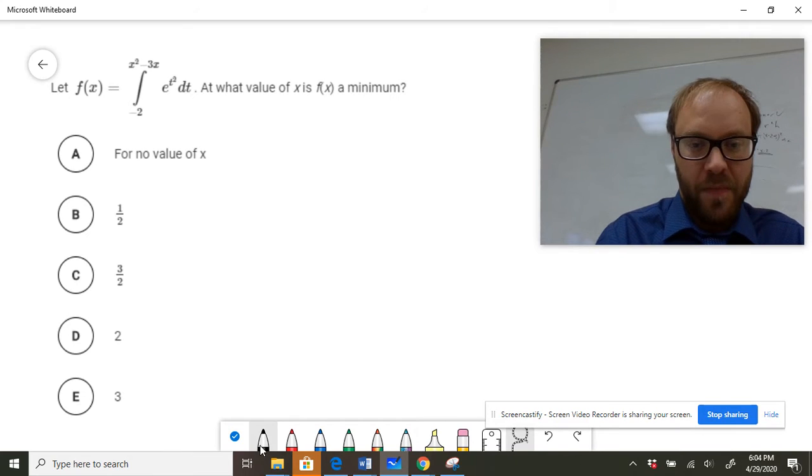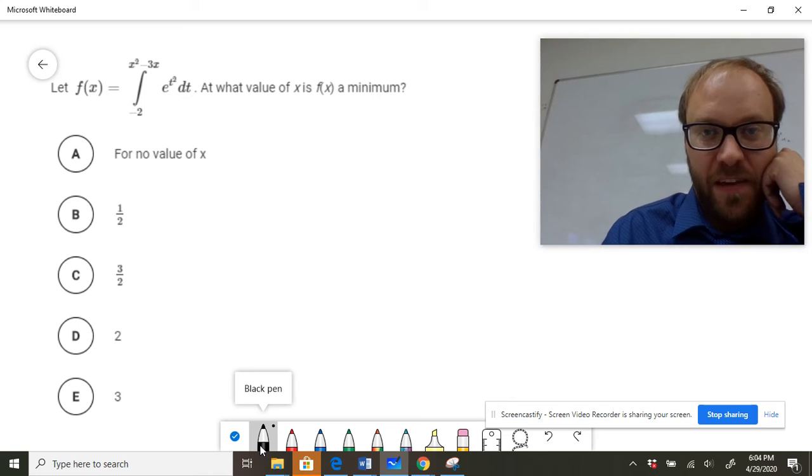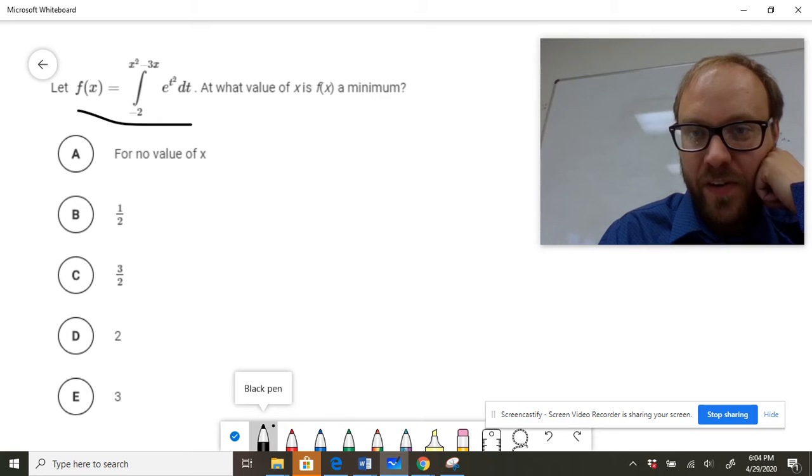This is a neat little problem. It looks wickedly difficult, but I think it's actually not all that terrible. So they give you this integral defined function here, and they ask you when the function is at a minimum.